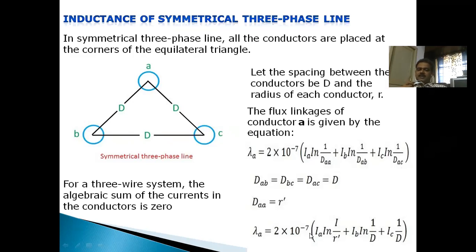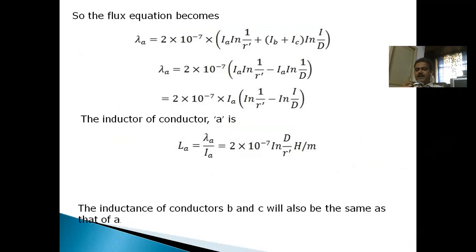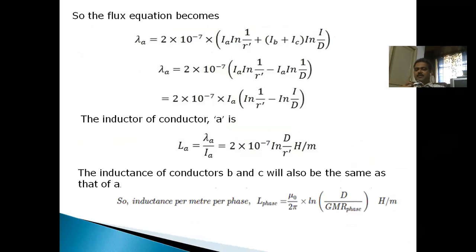DBC. So that means you will get the same equation, and finally the inductance per phase in all the three conductors is the same. The inductance of conductor B and conductor C will also be the same as conductor A. So the inductance per meter per phase is equal to mu naught by 2 pi into ln D by Gm R phase.